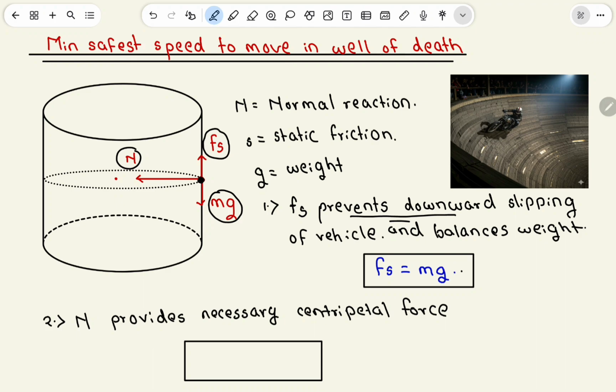Then, as we can see that the normal reaction is acting towards the center, therefore it must be providing the necessary centripetal force that is required to undergo circular motion. So we can write down N is equal to mv square by r, where v is nothing but the velocity with which the vehicle is undergoing the circular motion, and r is the radius of the circular path.